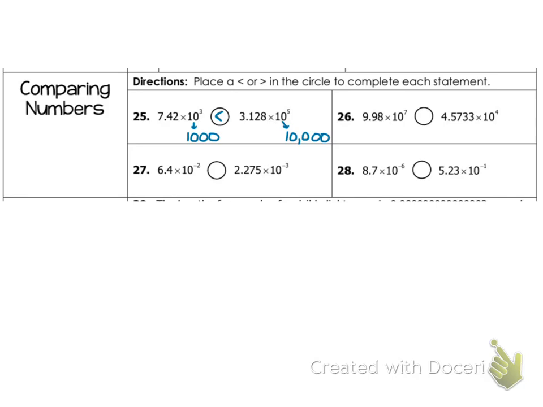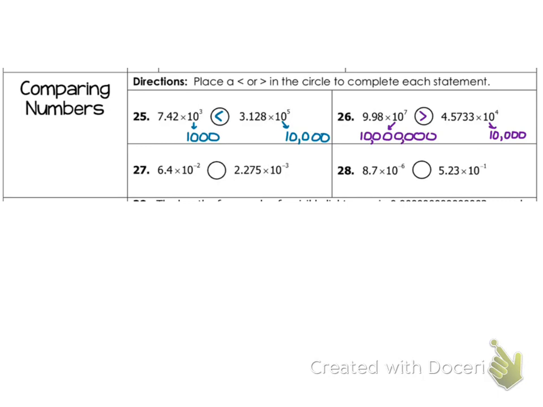For 26, comparing the numbers is pretty easy when you look at the powers of ten. Here, 10 to the 7th is obviously way bigger than 10 to the 4th. 10 to the 7th is 10 million, while 10 to the 4th is only 10,000. So if you multiply a number times 10 million versus 10,000, and they're both single digits, obviously the first one is the bigger one.